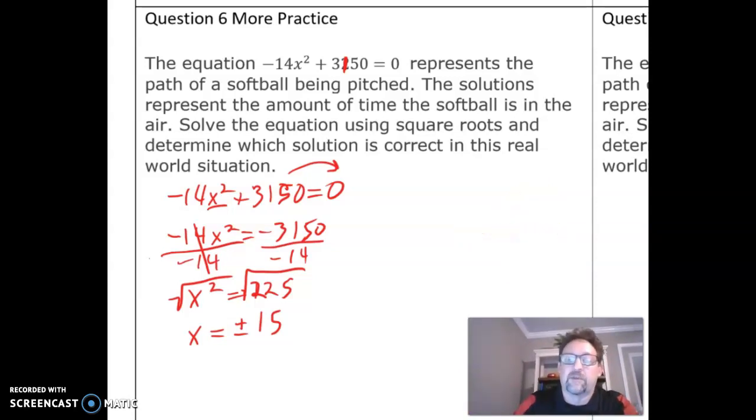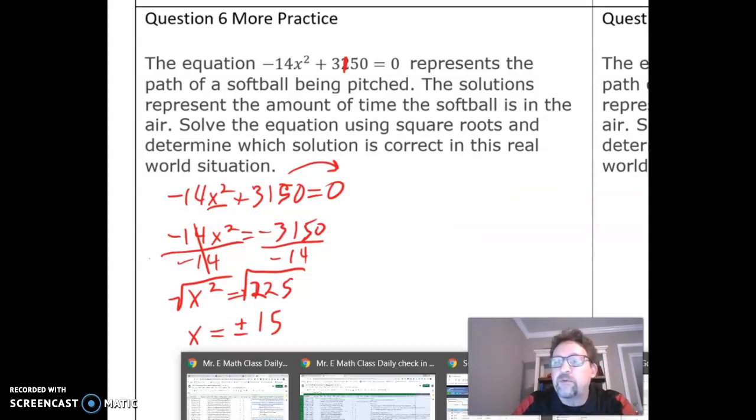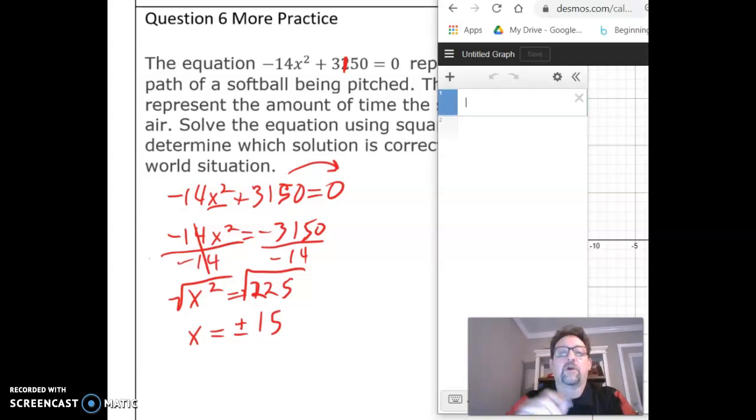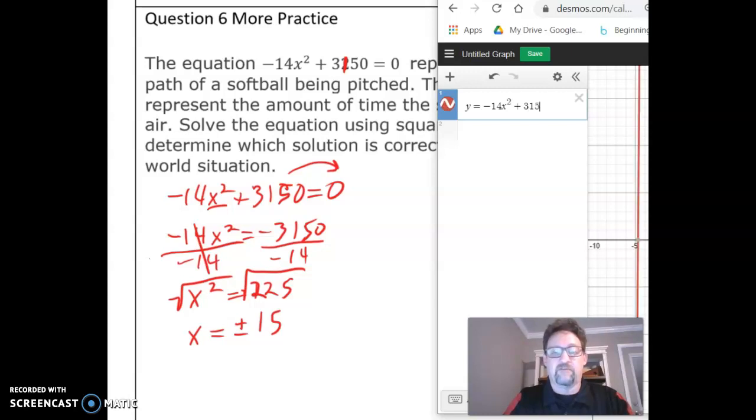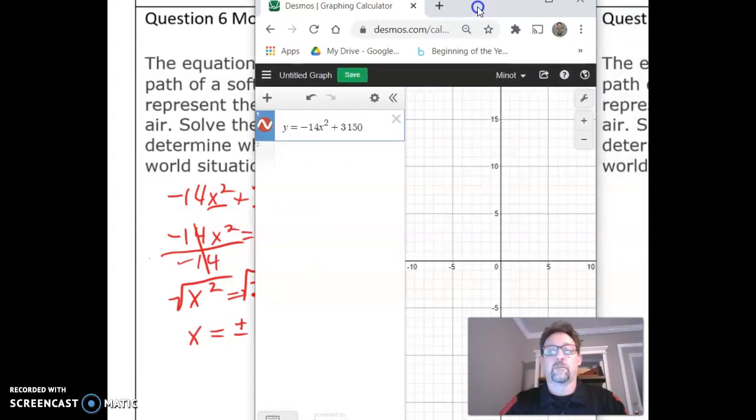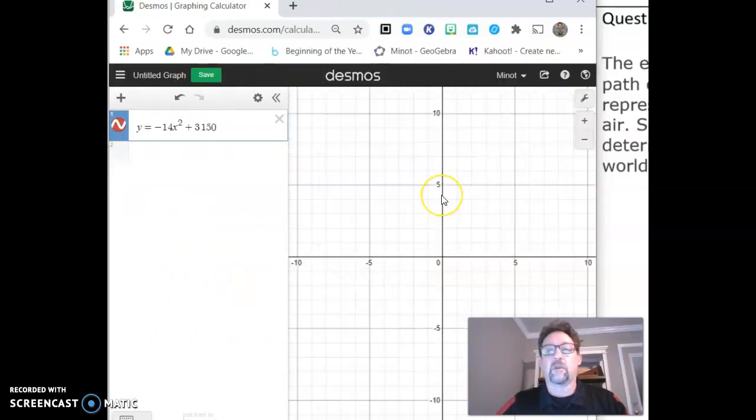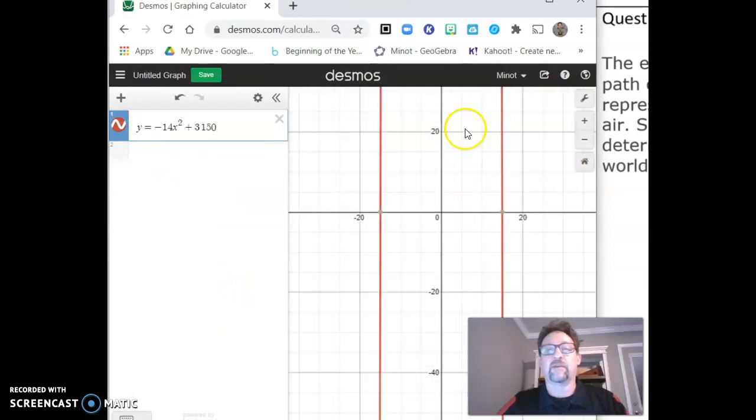Let's actually put it in a Desmos calculator and look at it in there. Where's my Desmos? There we go. So what we're going to type in here is not equals 0. We're going to type y equals negative 14 x squared plus 3150. We can't see it because it's off of our graph. We could just zoom out until we can see it.